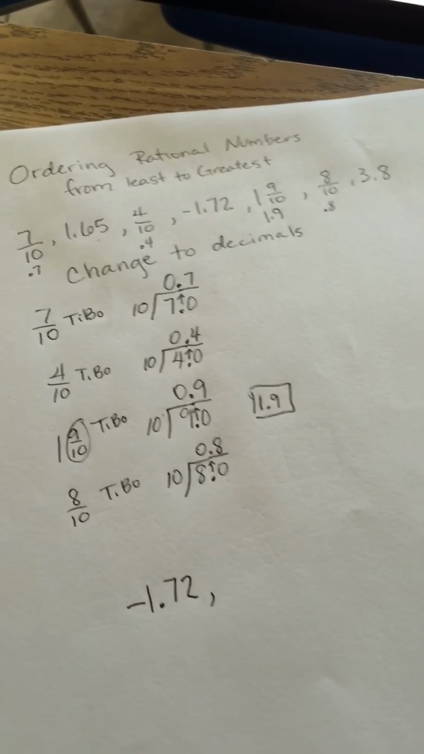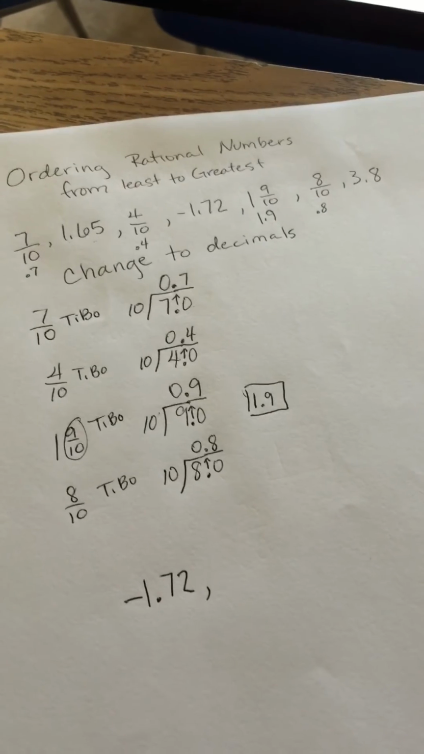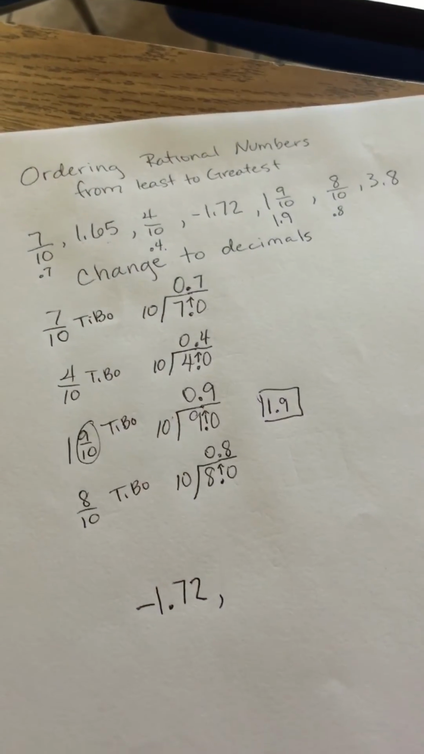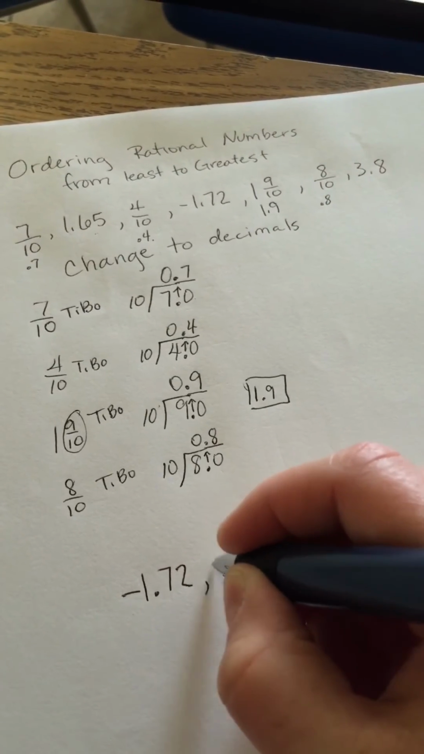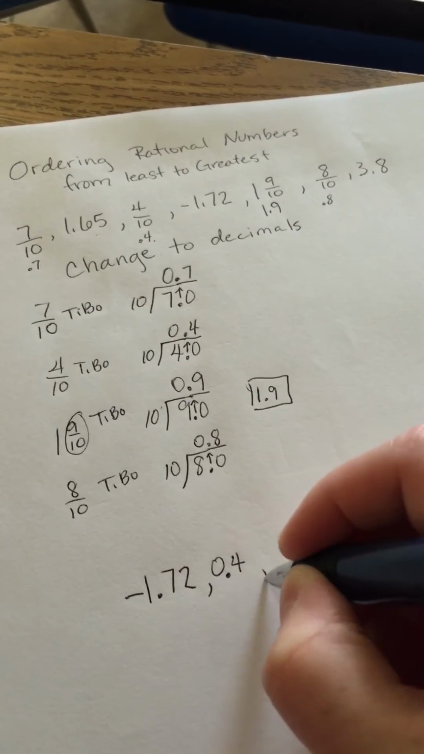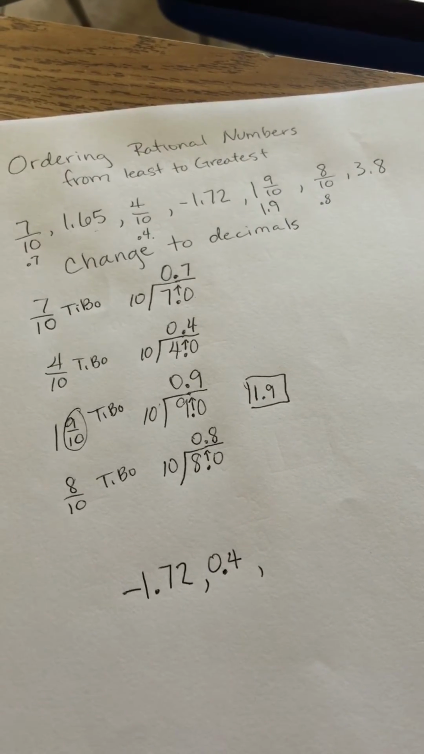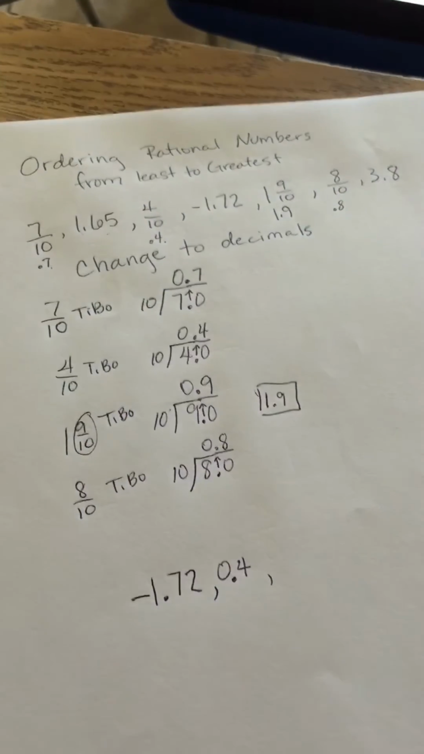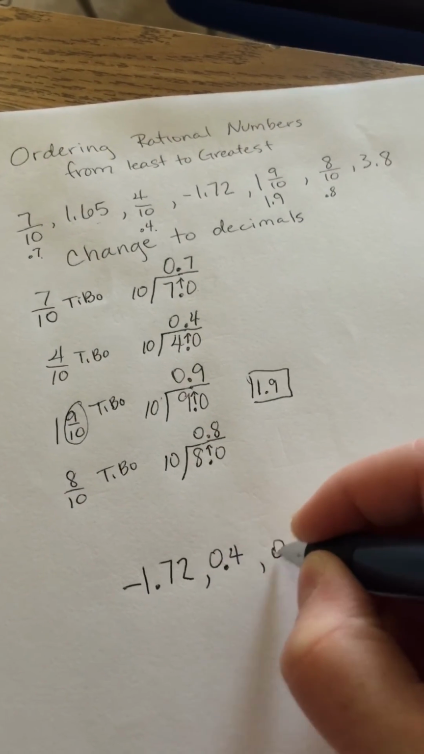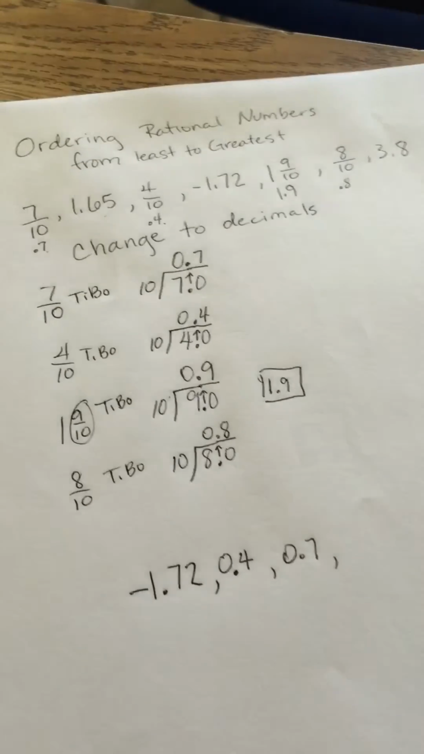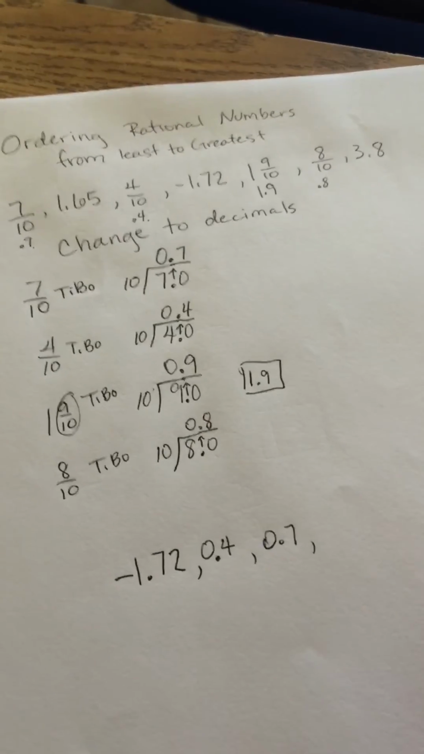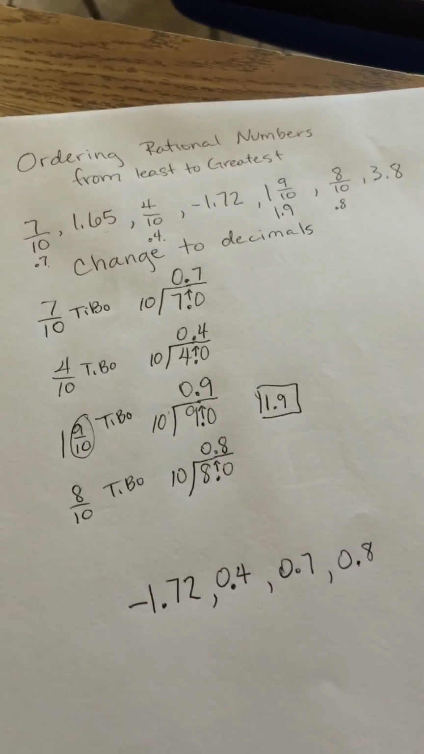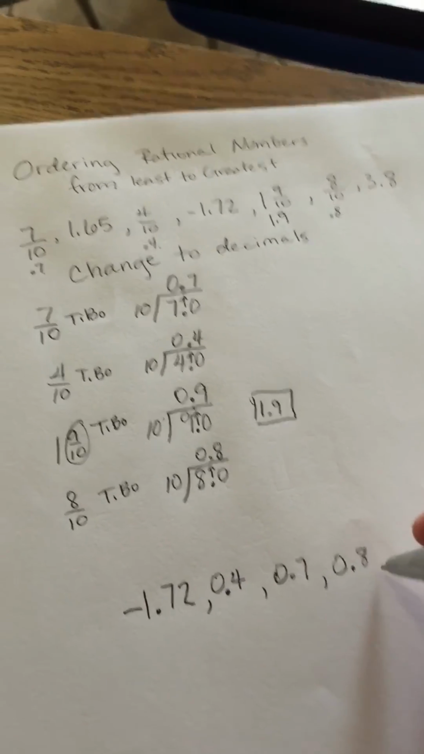Next, let's look at what is our smallest positive decimal. Our smallest positive decimal is going to be 0.4, correct. So let's put 0.4. Our next largest decimal, right after 0.4, is going to be 0.7. And you're correct, we're going to put 0.8. That is our next largest decimal number.